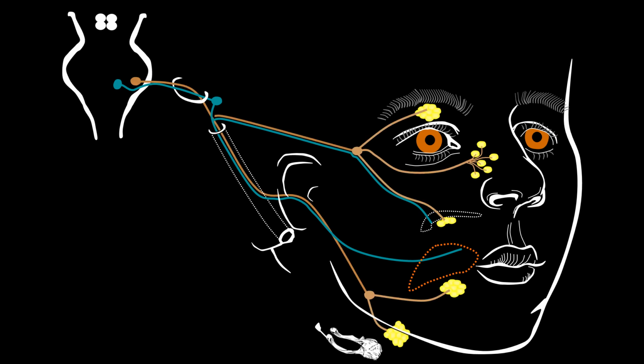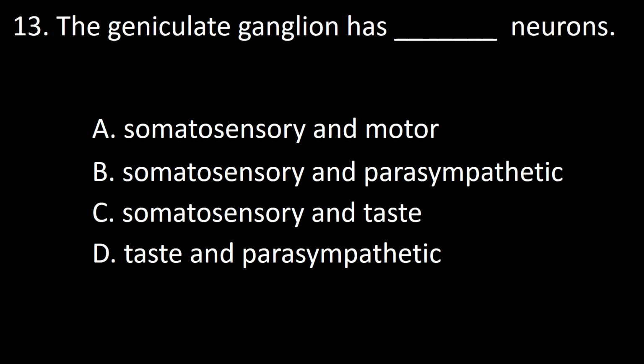I have now added the parasympathetic ganglia going to the lacrimal and salivary glands. The peripheral neurons are in the pterygopalatine and submandibular ganglia. And now I have added the sensory fibers. These fibers supply sensation for the area behind the ear, area in the ear canal, and in the tympanic membrane. The bodies of these neurons are in the geniculate ganglion. So the answer to this question is C.